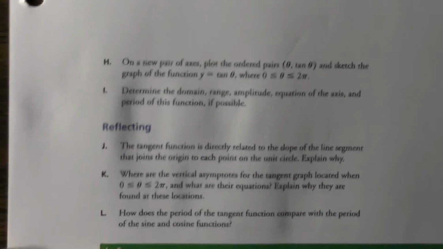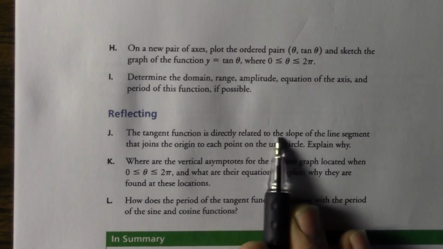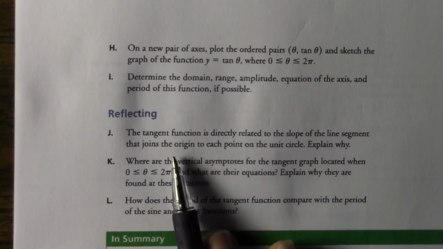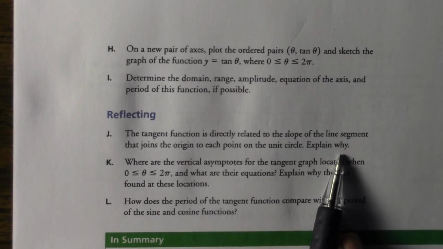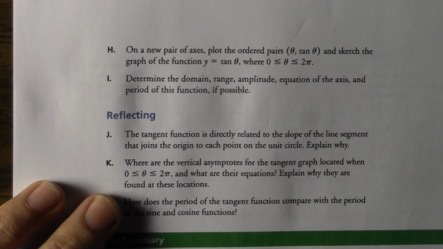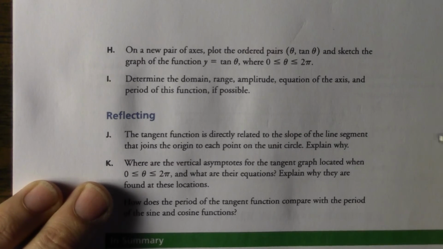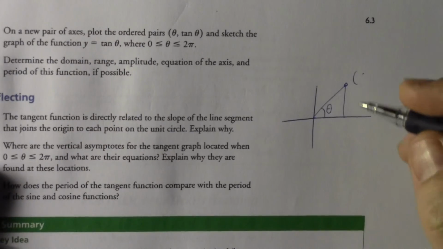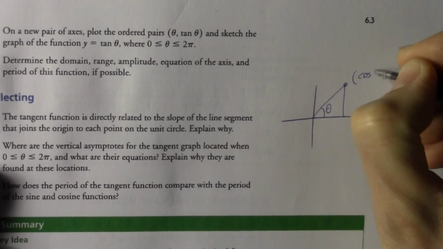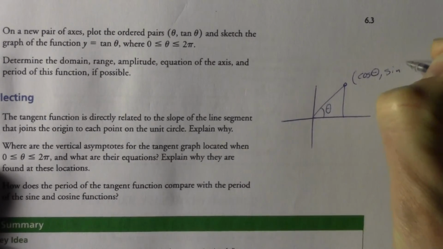All right, let's look at the reflecting. The tangent function is directly related to the slope of the line segment that joins the origin to each point on the unit circle. Explain why. Why is the tangent related to the slope of the line? So here's our unit circle. Here's our theta. This point here is cos theta, sine theta.